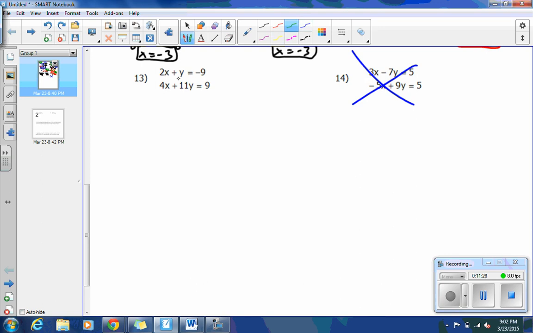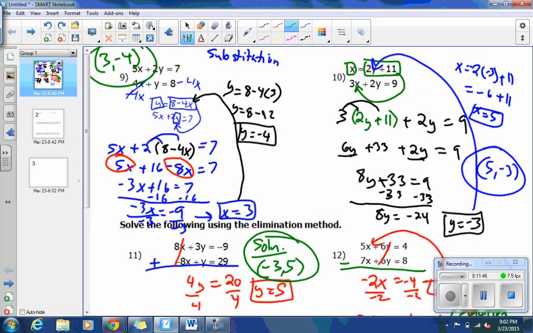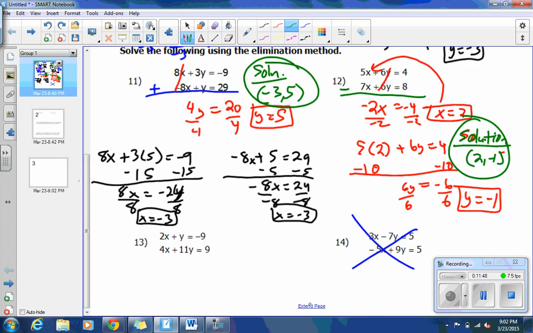And what I'm going to do is I'm going to look at the coefficients. Now I look at this is 1y and this is 11y. So what I could do is I could multiply this top one by 11 to get 11y on top. But let's look at the x's to see if there's an easier way. This is 2x and 4x. I know that if you multiply 2 times 2, you get 4x. So let's do that. I think that would be easier.